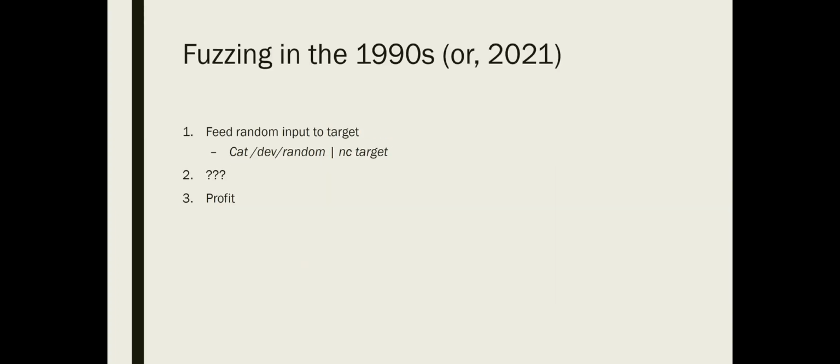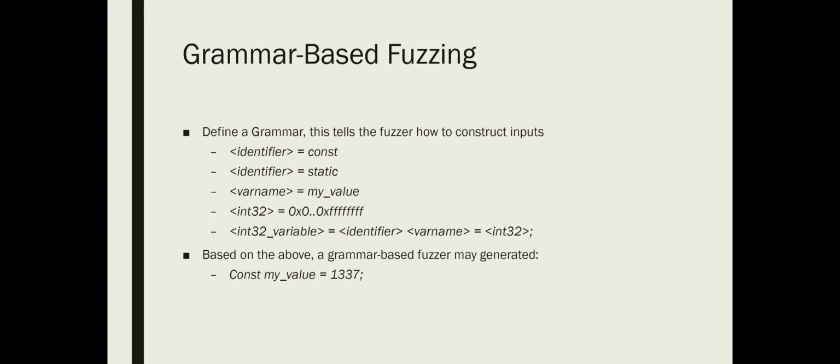Fuzzing back in the day used to just be feeding random input to a target and seeing what happens. It's kind of funny that this can still work, but for the most part, we want to fuzz more intelligently using code coverage and other metrics. There's also grammar-based fuzzing, where you can define a set of rules and have inputs be generated based on those rules. This is similar to how syzkaller generates inputs, if you're at all familiar with that.